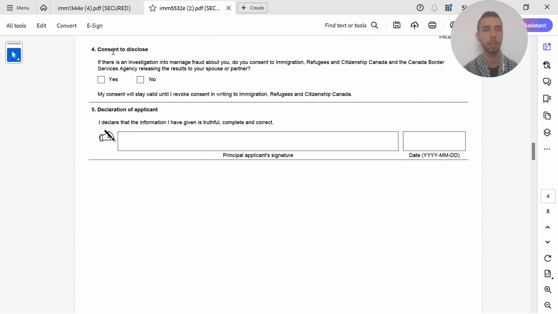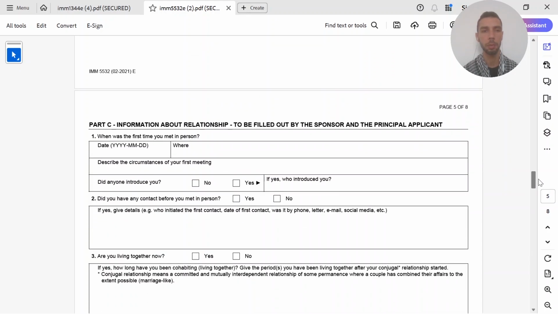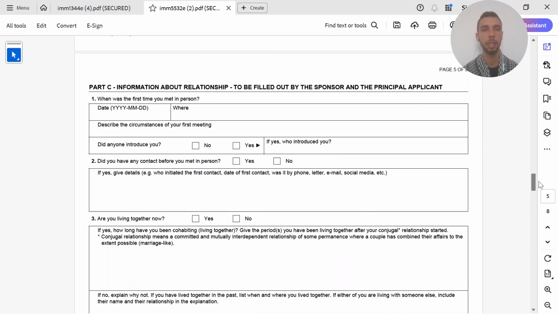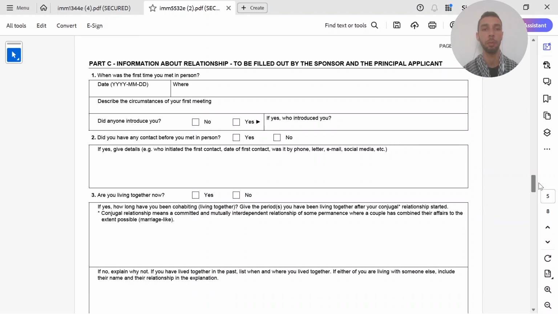And here again is the consent to disclose. I encourage you to say yes. You sign here and you date. And then you move to the last part of the form, which is the information about the relationship. This is extremely important because this is where you tell the story. By story, I mean where you met, under which condition, how you tried to be together, what happened, why couldn't you be together, things like that, and what brought you to apply for sponsoring your spouse to Canada.